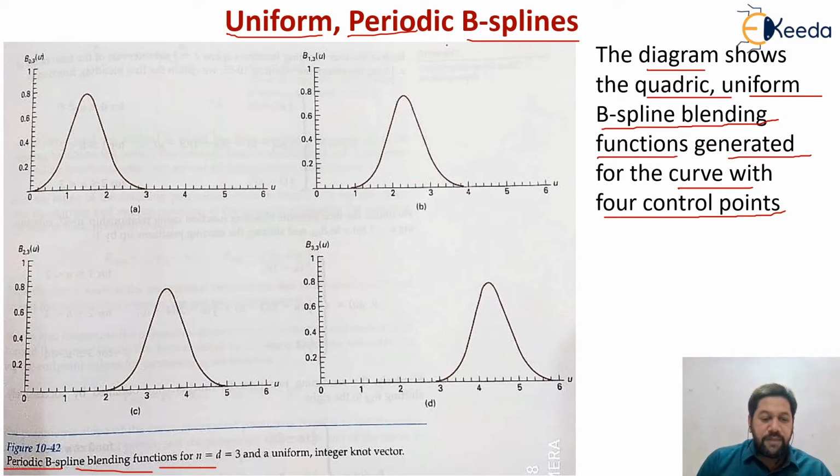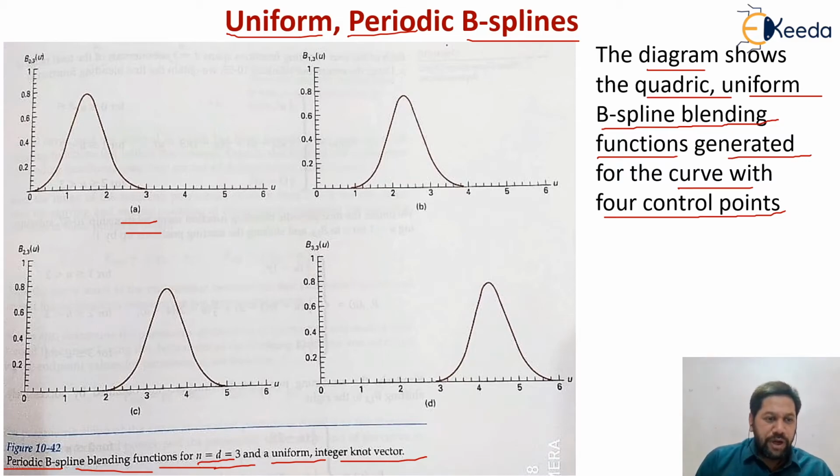So it is a periodic B-spline blending function, and you can find here that n is equal to 3 and d is also equal to 3, with a uniform integer knot vector. Now, in my first diagram A, you can find exactly the same shape. I have told you that a periodic sine wave or sinusoidal wave, a signal, is generated with four control points, and accordingly I get this particular shape for the signal.